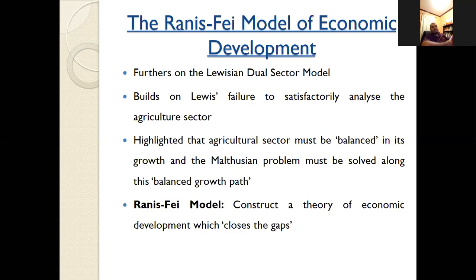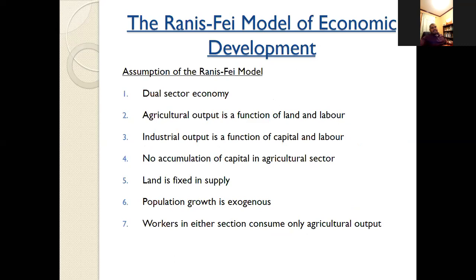So Gustav Ranis and John Fei construct the theory of economic development, which for them closes this gap. And they make a couple of assumptions here: that the dual sector economy exists. There's an agricultural output, which is a function of land and labor. There's industrial output, which is a function of capital and labor. That no accumulation of capital occurs in the agricultural sector, which is, of course, an assumption that Arthur Lewis made. Land is fixed in its supply, which is, of course, a natural assumption that economists make.